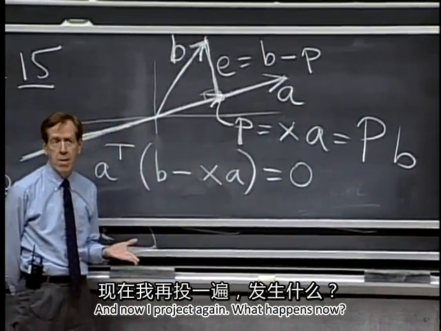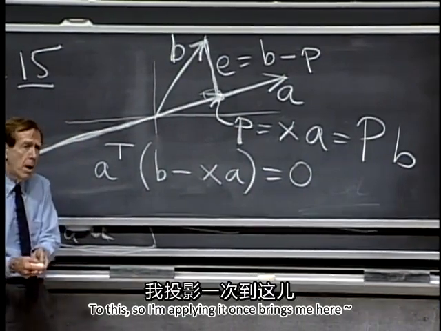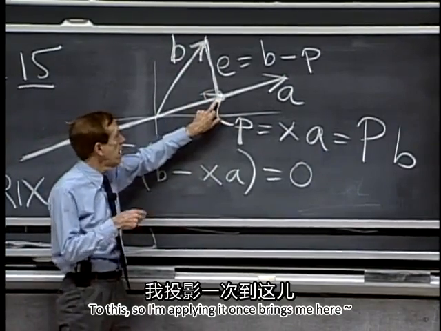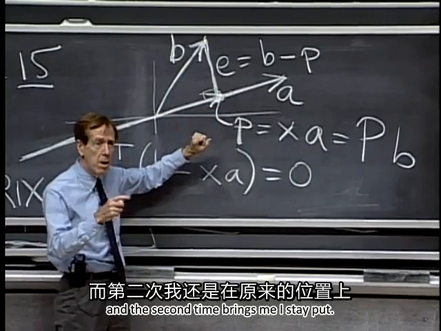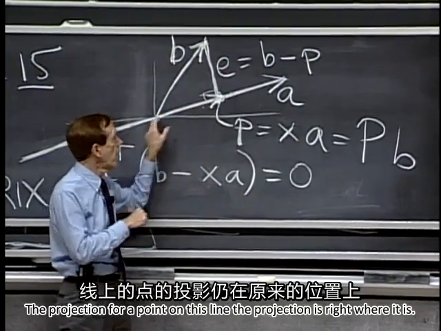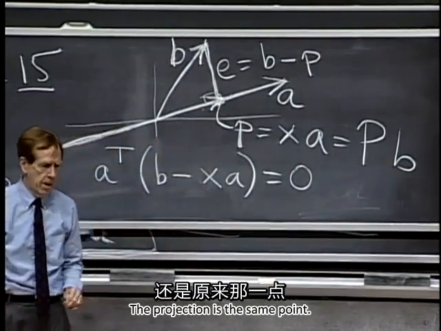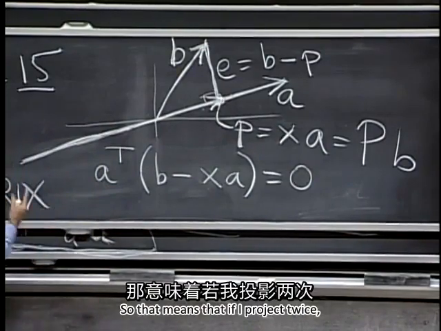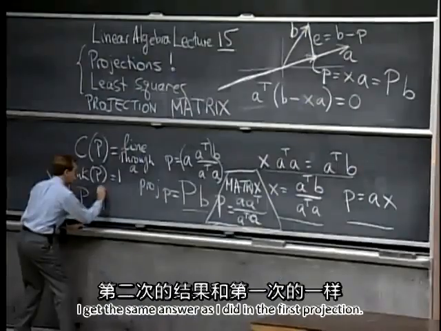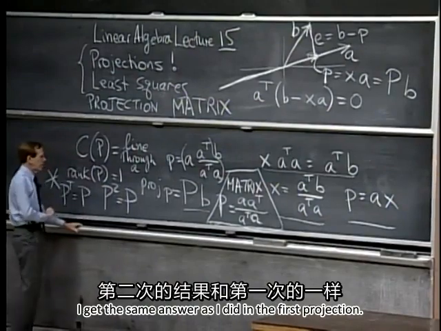What happens now? What happens when I apply the projection matrix a second time to this? I'm applying it once, which brings me here, and the second time, I stay put, right? The projection for a point on this line is right where it is. The projection is the same point. So that means that if I project twice, I get the same answer as I did in the first projection.